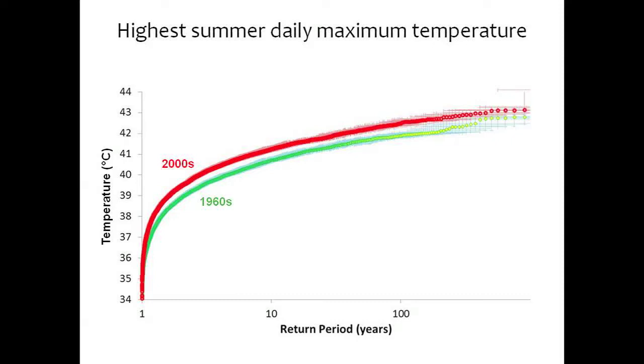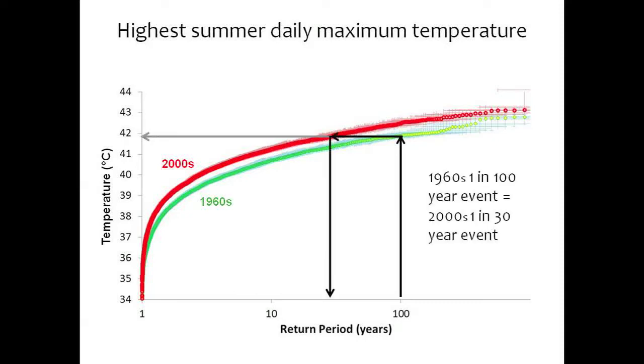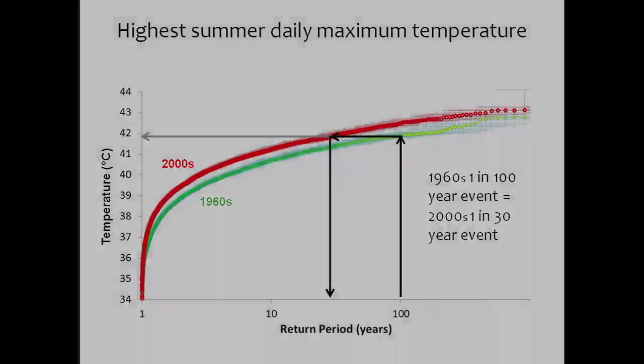And we can pick out the 1 in 100 year event, what it would have been in the 1960s, about 42 degrees in this particular example. And if we want to look at the change, we just shift the arrow over to the red line, and we can see that the return period for that same magnitude event is now about 1 in 30 years, or a decrease of about a factor of 3.